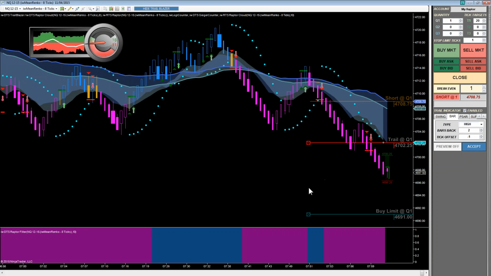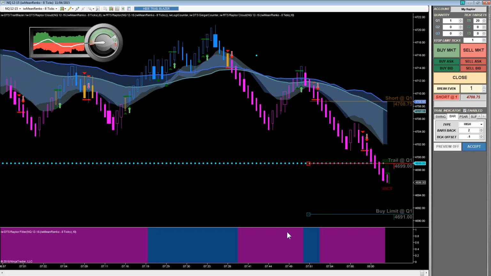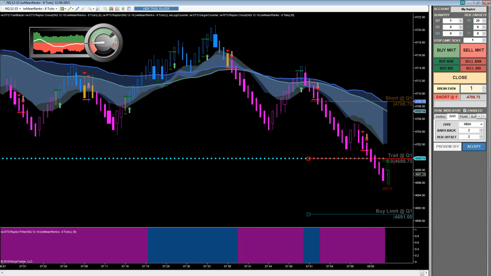So far, the parabolic is doing a pretty good job holding me in. If this bar closes lower, I'm going to switch to the bar high-low so you can see what that looks like. Come on. I need one more bar to close lower. There we go. The bar high-low is very, very aggressive. It's going to take me out on the very first sign of weakness. So you can see we're only, in this case, 2 bars back. Oh, I got a negative offset. There we go. Let's give it a 2-tick offset. That's all I'm going to give it.